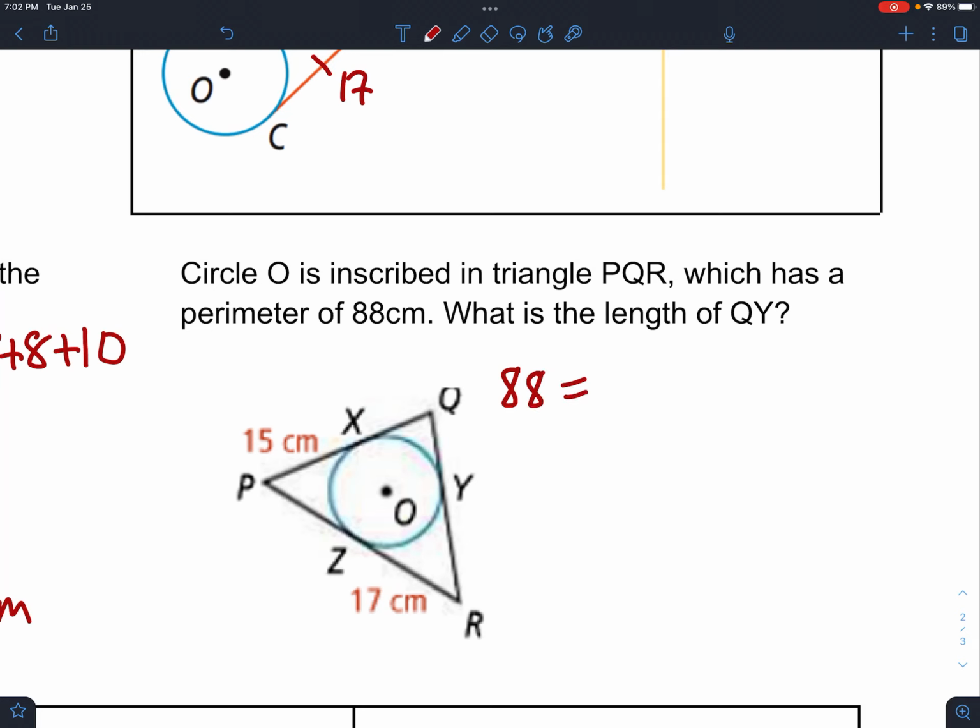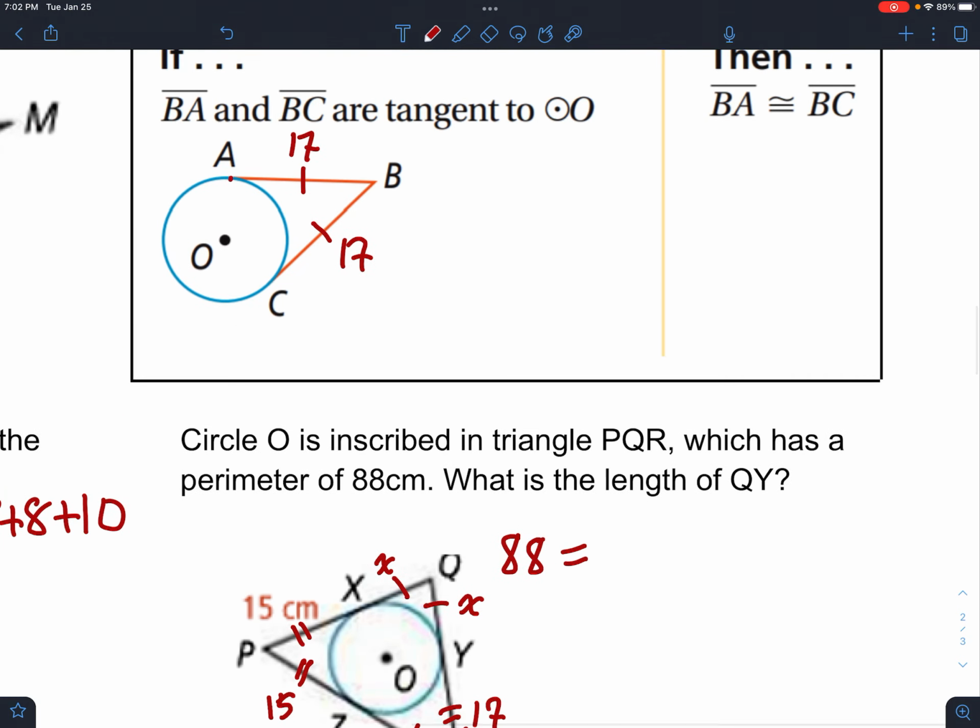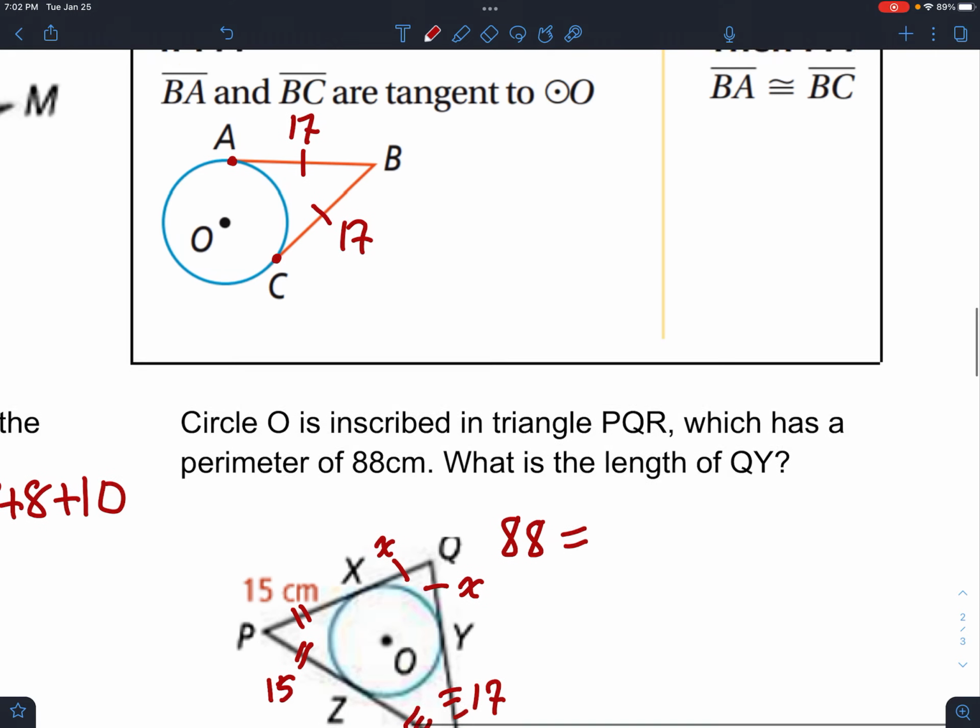It looks like QY. We will call that X. And of course, since we have tangency, this is also X, right? And this 15 is this 15, and 17 is 17. So it's kind of like this little TP that's happening here. It starts at 2 points on the circle, and it kind of meets up and makes this little party hat, right? And both the sides of that party hat are equal, is what we just proved.